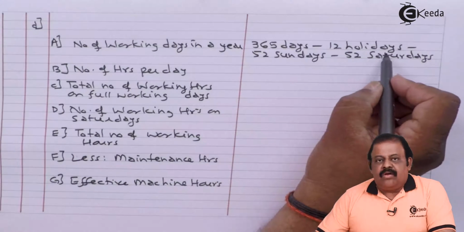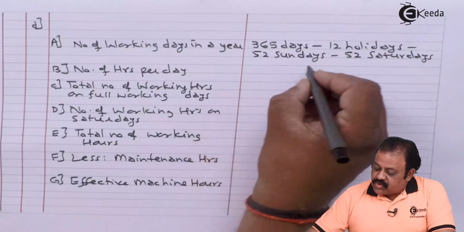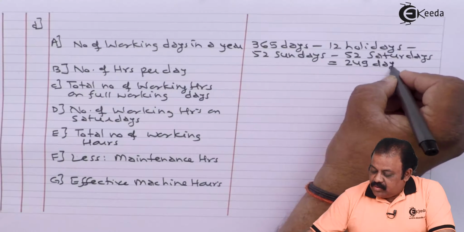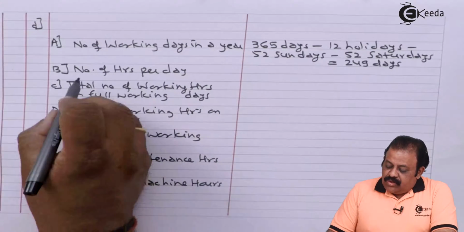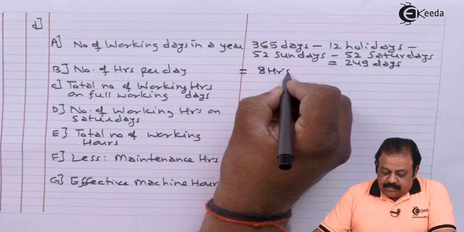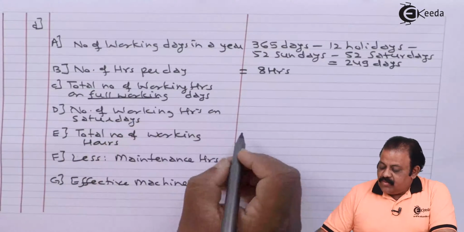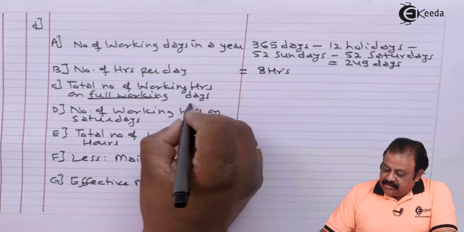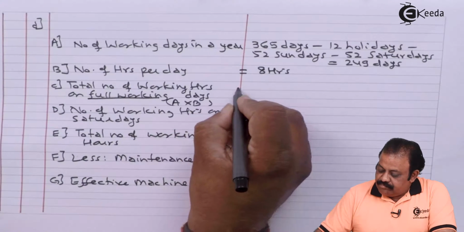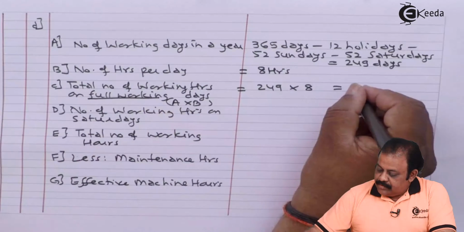365 days minus 12 holidays, 12 Sundays, minus 12 Saturdays. So it comes to 249 days where the factory was working for a full day. The number of hours per day they have given here is 8 hours per day. Total number of working hours on full working days, full working days are 249, that is A multiplied by B: 249 days multiplied by 8 hours.